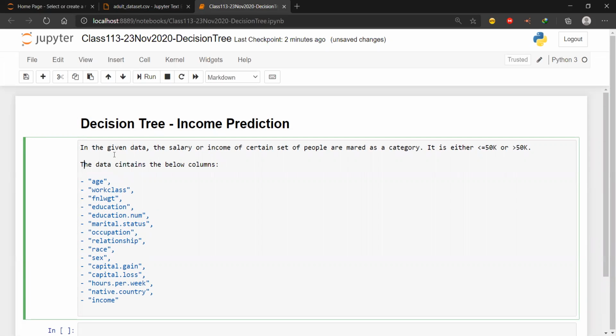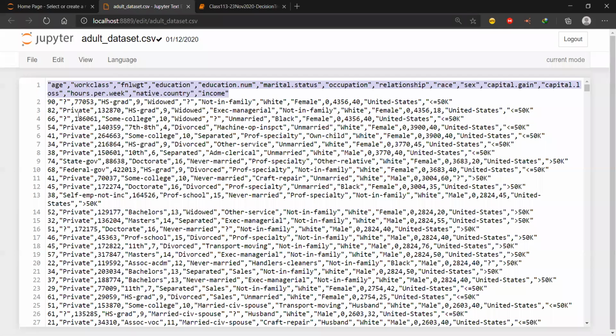I believe I've made a spelling mistake over here. Yeah. So age, obviously, I understand. Working class is this one. In some cases it is not there, but in some cases it is going to be private, or state government, or federal government, and so on. I believe this data belongs to the US, most probably because it is talking about all these federal government and so on.